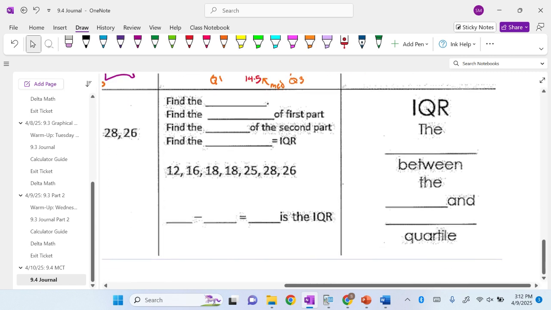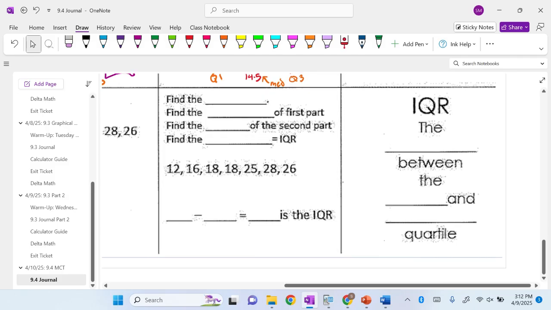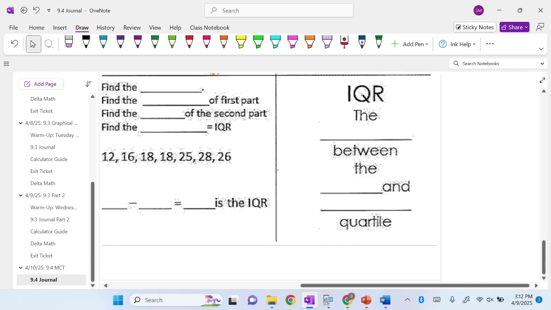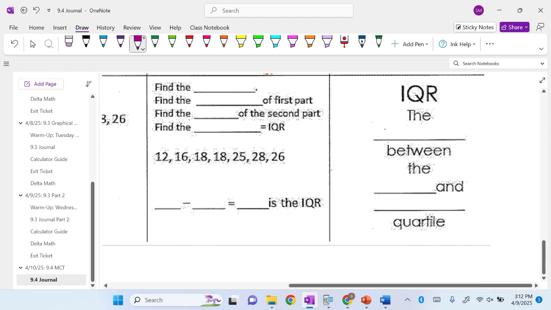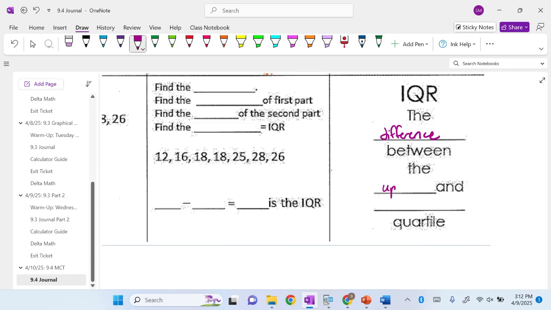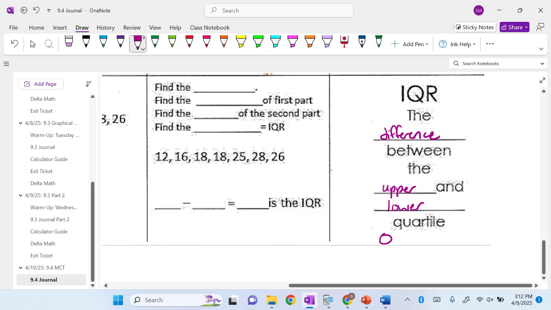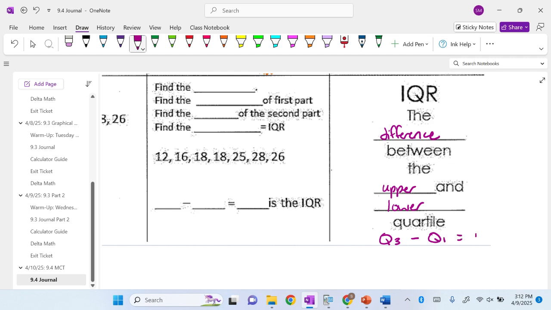Now, lastly, we have our IQR, which stands for interquartile range. All an interquartile range is, is the difference between the upper and lower quartile. So in other words, we would do Q3 minus Q1, and that would give us our IQR.